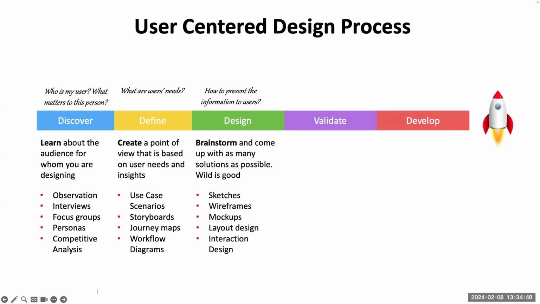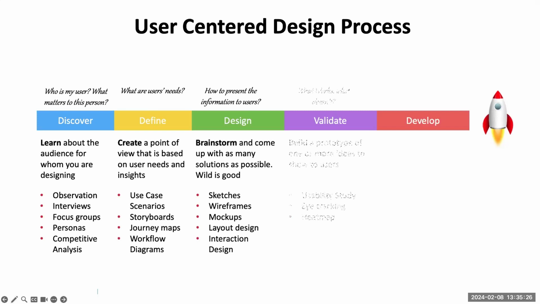In the design phase, it is more about how we present information to the users. So brainstorming is a key aspect of the design phase, where we are creating multiple sketches, we are creating wireframes based on those sketches, and then giving a better look. Wireframe is more boxes and lines. Mockups is giving them a little bit of attitude and culture. And then where the information is going to be laid out, the layout design and the interaction design aspect of it.